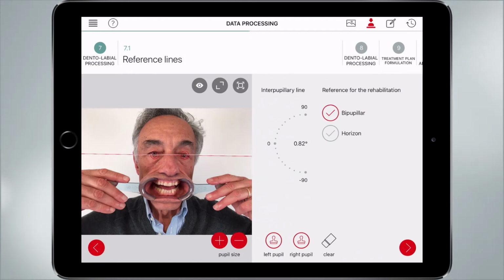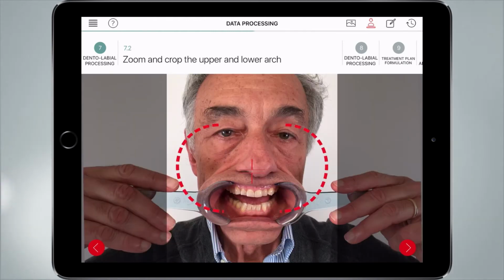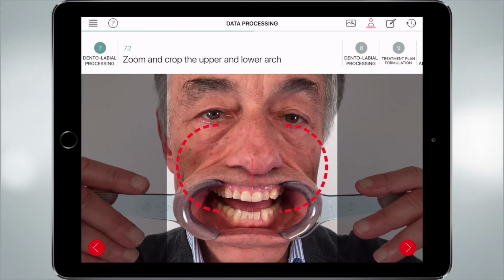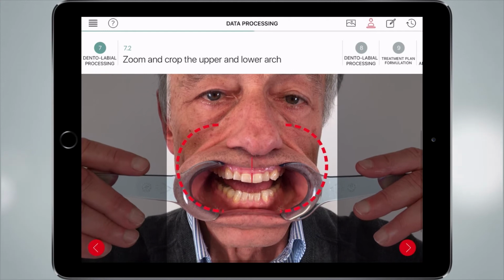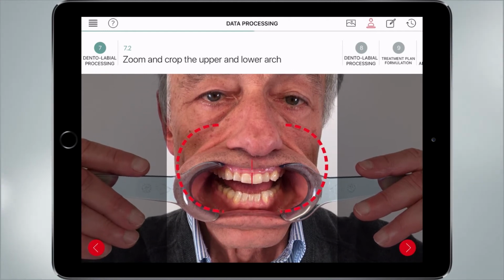So all this will be set now, moving the head of the patient to the horizon, but following the bipupillar line. So now we can go ahead, pushing the red arrows at the bottom. So now we move from step 7.1 to step 7.2. And at this point we try to zoom the upper and lower arch, and having the chance to put this in the middle between the two centrals.